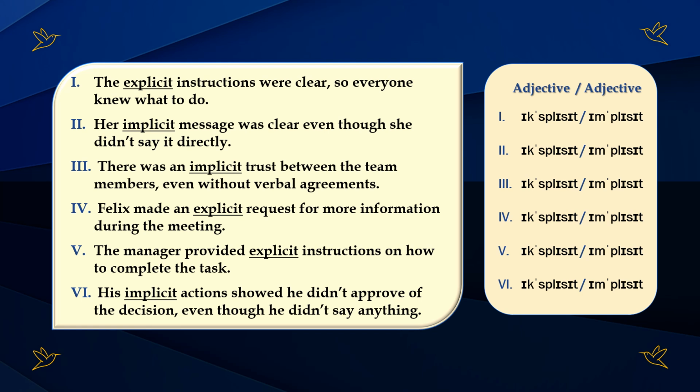5. The manager provided explicit instructions on how to complete the task. 6. His implicit actions showed he didn't approve of the decision, even though he didn't say anything.